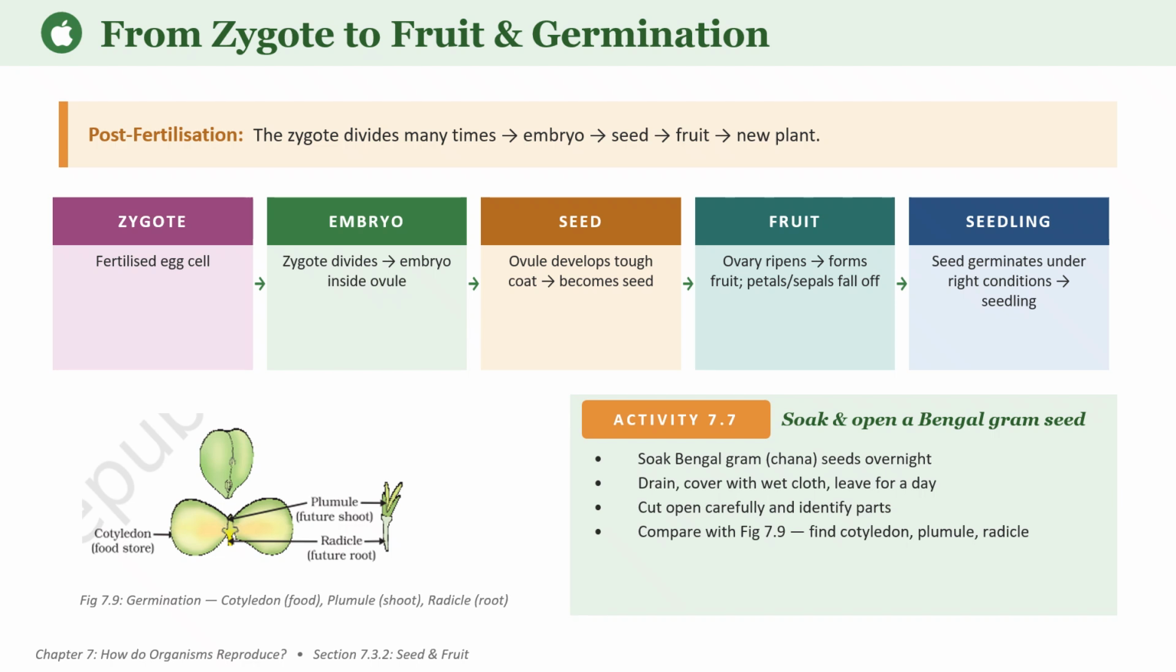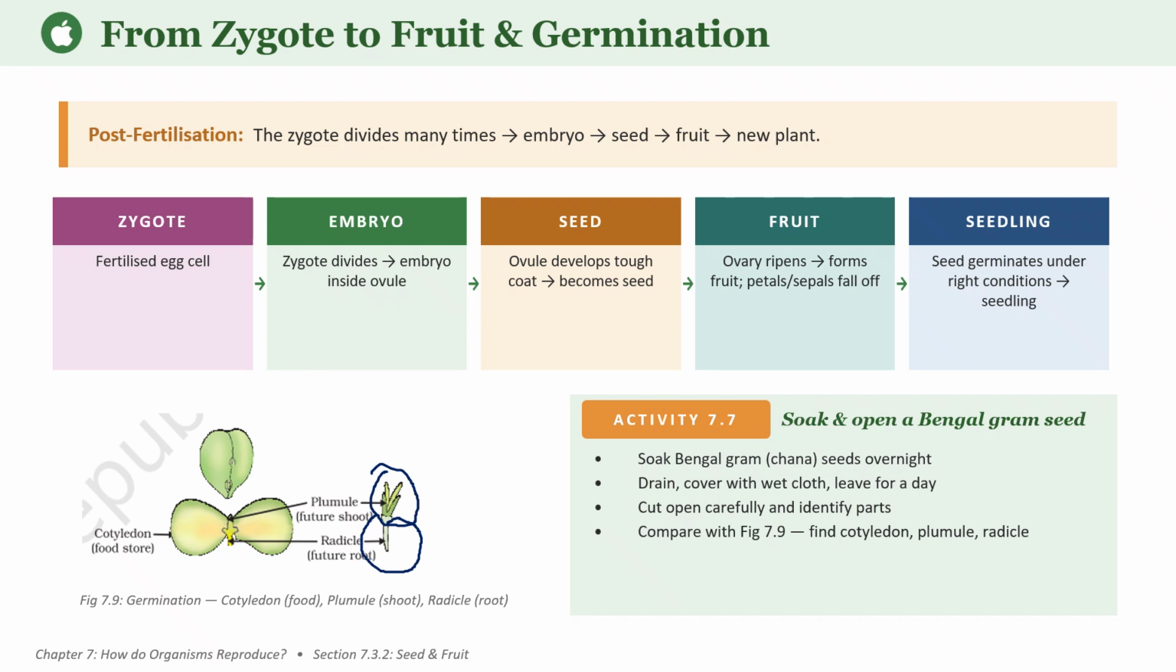And what are its parts? It has a plumule. Plumule, can you see, children? So this is the thing. It has a plumule, and it also has a radicle. The radicle is nothing but the future root, and the plumule is the future shoot.